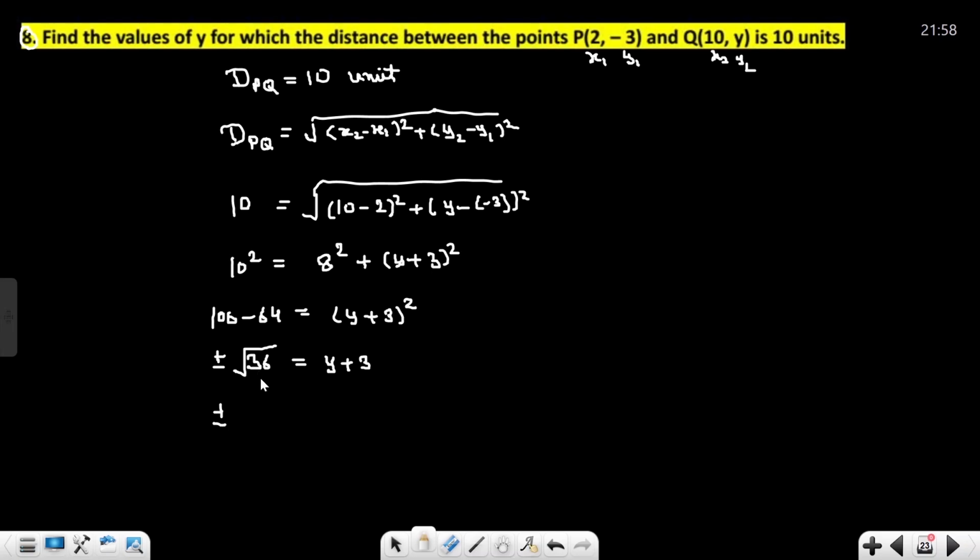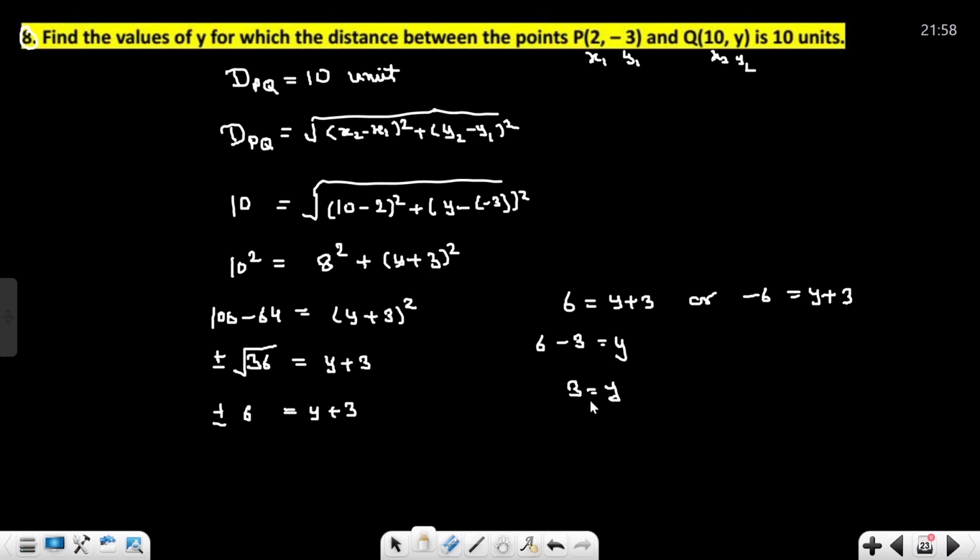36 is the square of 6, which means the root of 36 is 6, equal to y plus 3. Now one time take positive 6 and one time negative 6. So 6 is equal to y plus 3, or minus 6 is equal to y plus 3. So for y, change the side of the 3: 3 is positive, so changing the side makes it negative. So the y value is 3.